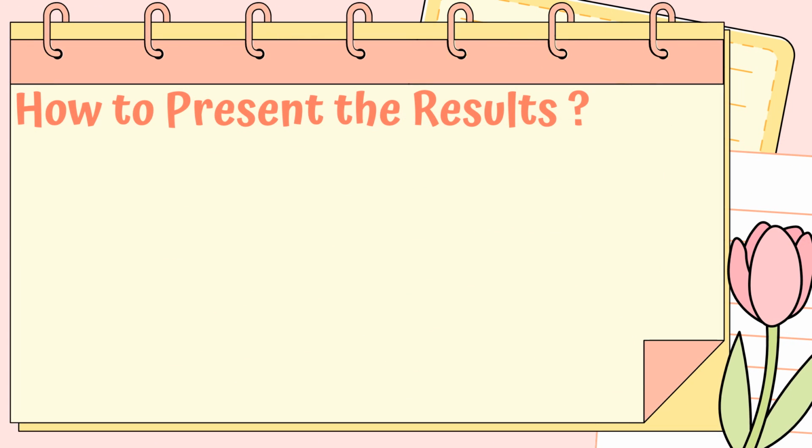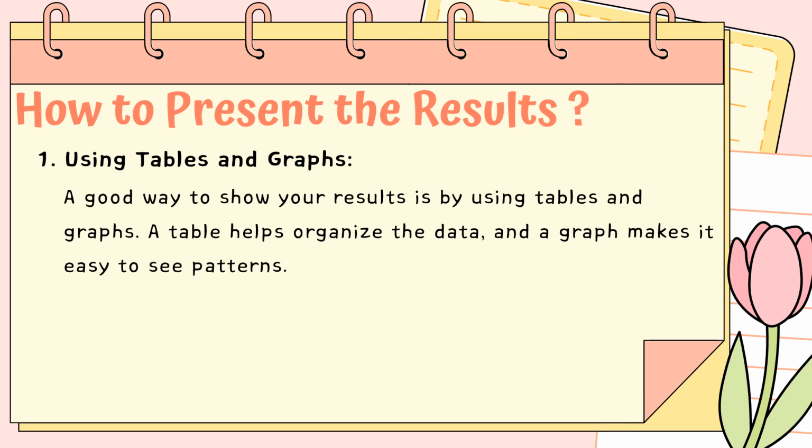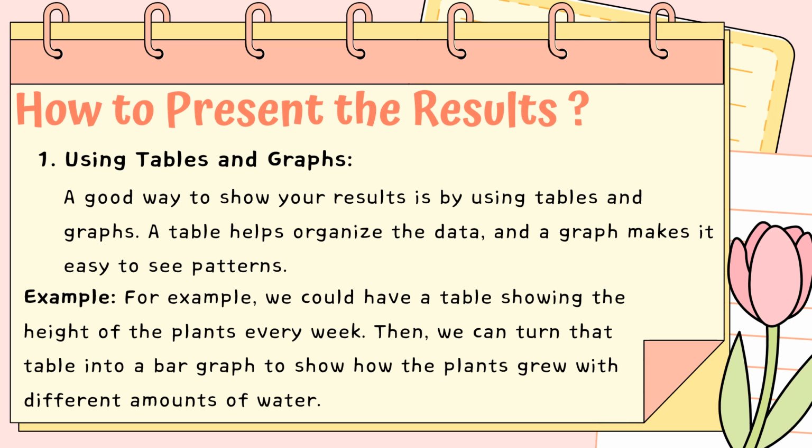How to present the results. 1. Using tables and graphs. A good way to show your results is by using tables and graphs. A table helps organize the data, and a graph makes it easy to see patterns. For example, we could have a table showing the height of the plants every week. Then we can turn that table into a bar graph to show how the plants grew with different amounts of water.